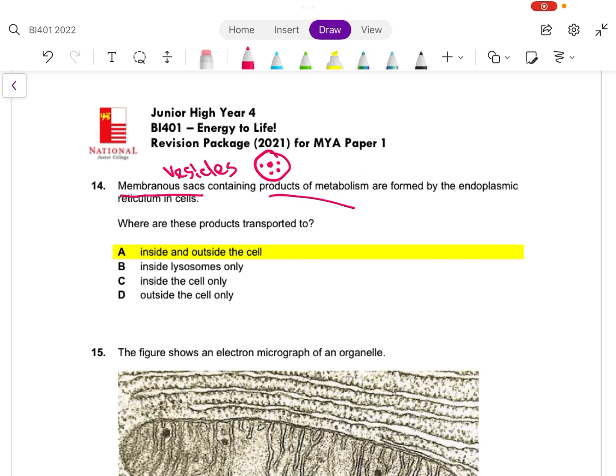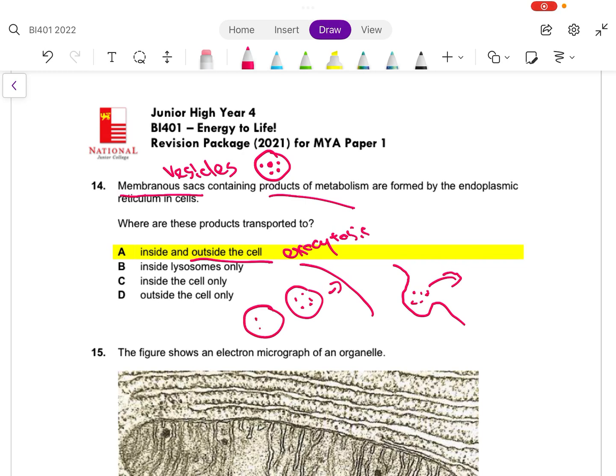Well, they can be transported out of the cell via exocytosis, right? Because we know that in exocytosis, vesicles containing substances can fuse to the membrane. And when they fuse to the membrane, what you find is that, okay, this is the vesicle that's fused to the membrane. Now the substance will be secreted out of the cell. Some of the vesicles can contain products that will remain in the cell. An example are lysosomes. Lysosomes contain hydrolytic enzymes that remain within the cell. So A is the best answer. It's not lysosomes only, it's not inside the cell only or outside the cell only. Actually, it's both inside and outside.